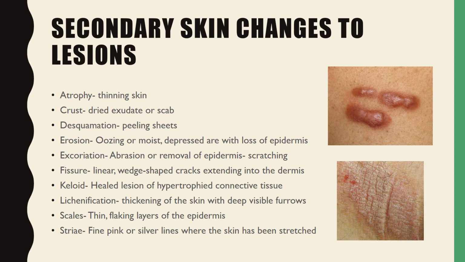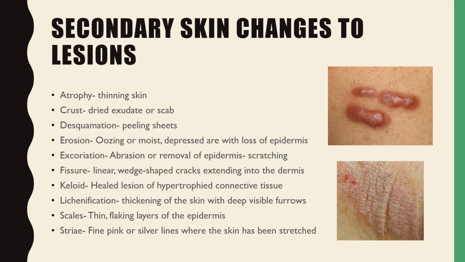You can also get secondary skin changes from lesions. Atrophy is the thinning of the skin, crust, dried exudate or scabs. Desquamation is peeling sheets of skin. Erosion is an oozing or moist, depressed area with loss of epidermis. Excoriation is an abrasion or removal of epidermis from scratching.